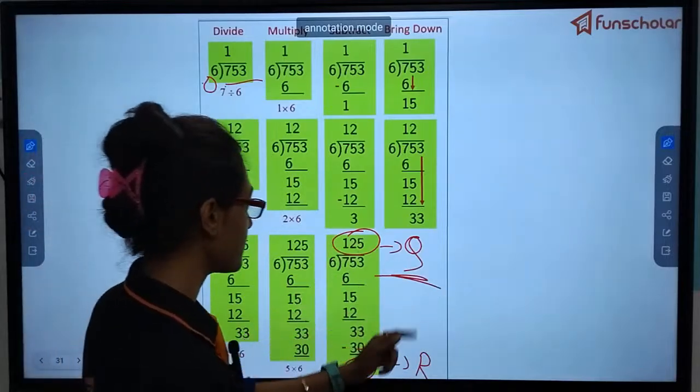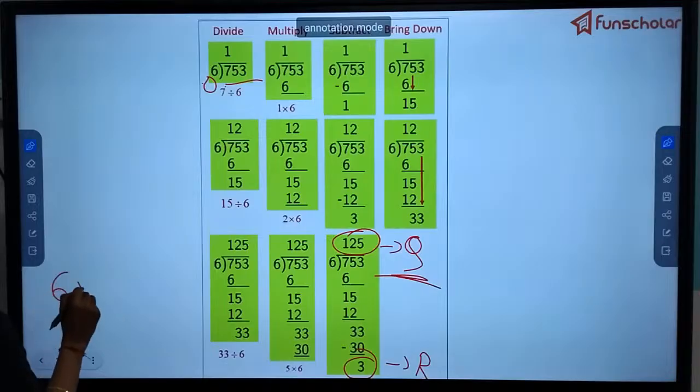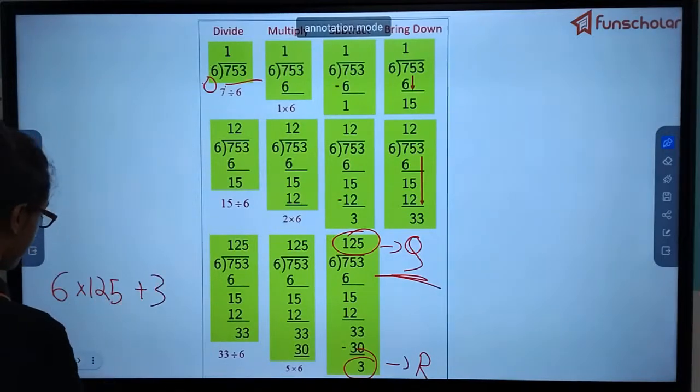Understood? Now let's check whether this is right or wrong. 6 into 126 plus 3.